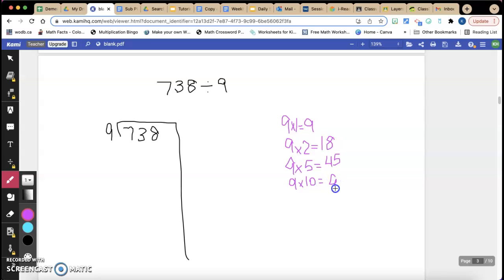So since the closest that I've gotten to 738 is 90, I'm going to go through and add a 0 behind each of the numbers that I'm multiplying with. 9 times 1 would change to 9 times 10. That's 90. We already found that. 9 times 2 would change to 9 times 20. 9 times 20 would be 180. 9 times 5 was 45, so 9 times 50 would be 450. And 9 times 100 would be 900.